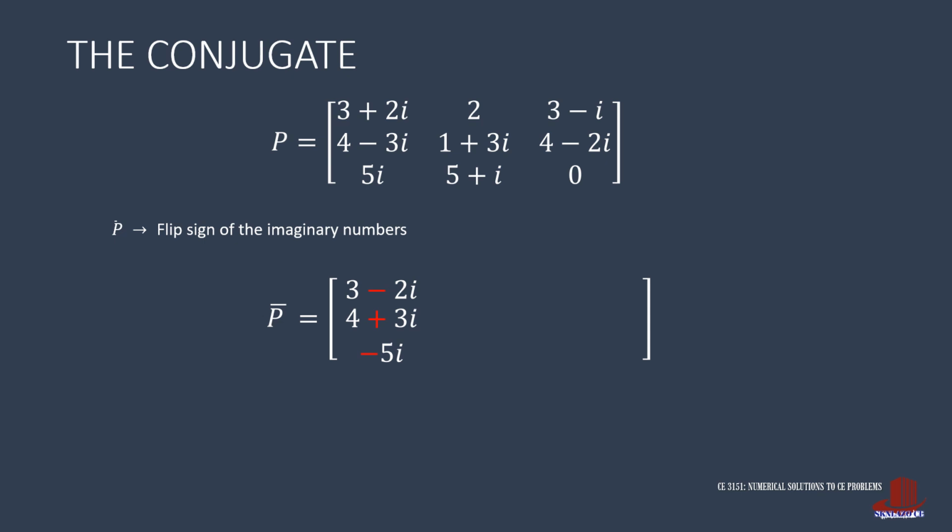From the second column, the first element on top is 2. It doesn't need to change as there isn't any imaginary number. Next is 1 minus 3i, and the last element in the column is 5 minus i. From the third column, there are elements 3 plus i, 4 plus 2i, and 0. This is the first operation.